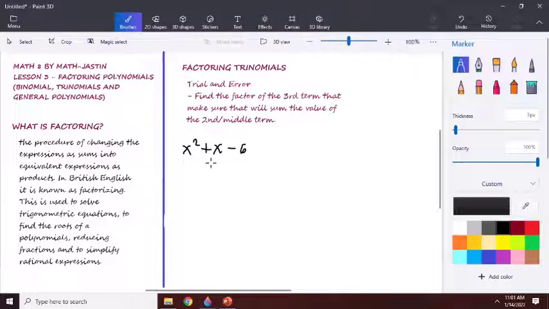Okay, so let us proceed. Ngayon, ito makikita nyo, hindi naman siya applicable na hanapin ng GCMF. So, gagawin nyo, find the factors of 6. Negative 6, since our third term is negative. So, ano bang factors ng 6?